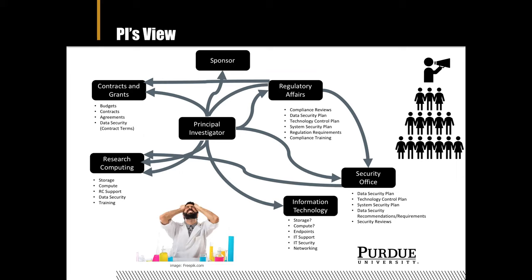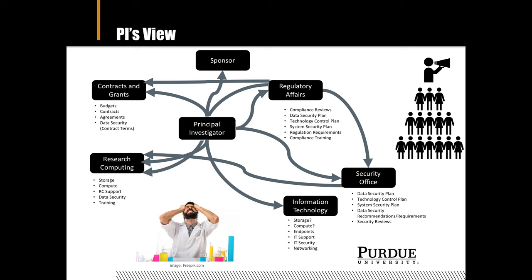So when you look at the larger process for how you get a regulated contract in and executed and moving forward to do research, from the PI's view, it's a little terrifying. Navigating all of these connections, the onus currently is on the PI to deal with all these sorts of people. He's working with pre-award and budgets and the contracts directly. He's talking to the sponsor. If he needs computing and he knows about research computing, he might be working with us. He has to work with the regulatory affairs office directly.